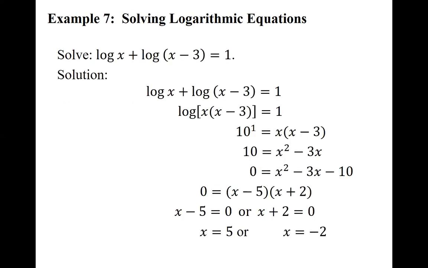Let's take a look at this one. And all the work is here. We have log of x plus log of x minus 3 equals 1. The log of x plus the log of x minus 3, we're adding 2 logs together. We can condense that with the log of a product. So the log of x times x minus 3.